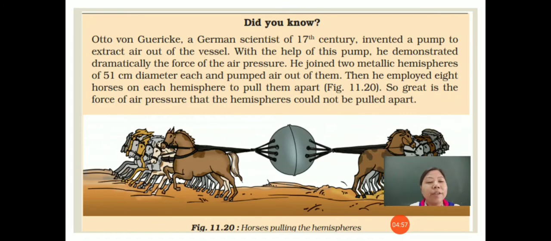Now, this is an interesting fact you might not know. Otto von Guericke, a German scientist of the 17th century, invented a pump to extract air out of a vessel. With the help of this pump, he dramatically demonstrated the force of air pressure. He joined two metallic hemispheres of 51 centimeter diameter each and pumped air out of them. All the air was removed from those hemispheres, and they stuck to each other.